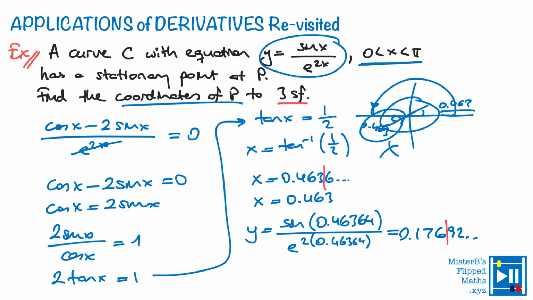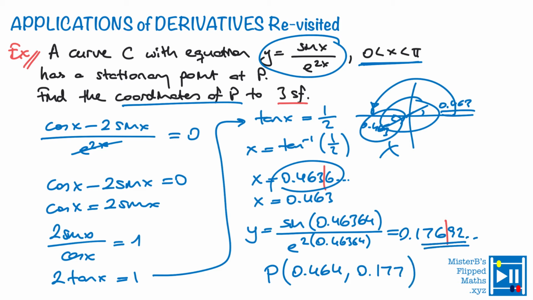So my point P will have the coordinates 0.464 when I round it up, and for the y value 0.177 when I round this value.